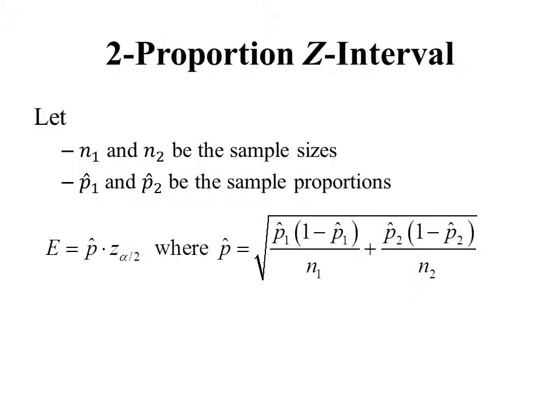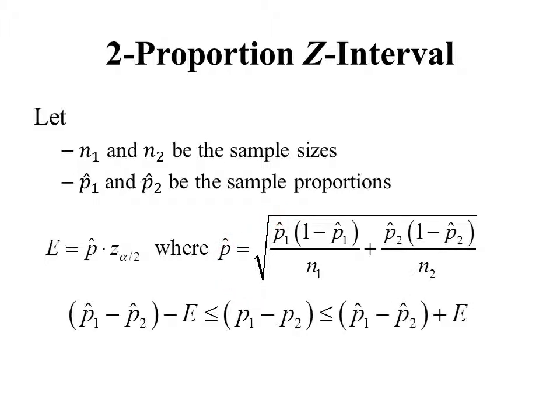Our margin of error is given by this rather simple formula, p hat times z sub alpha divided by 2. So alpha is our significance level, which we'll typically take to be 0.05, and then p hat is given by this rather nasty looking formula right here. Okay. So then once we calculate the margin of error, we calculate our confidence interval estimate of p1 minus p2 using this formula right here.